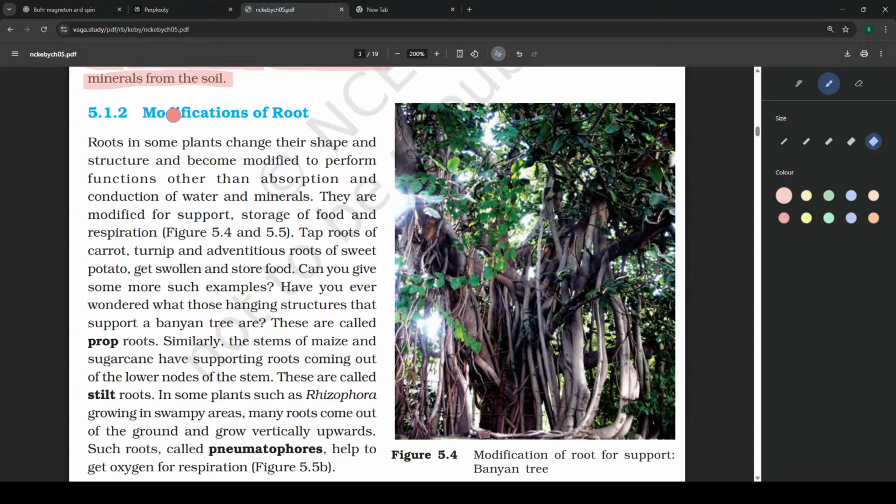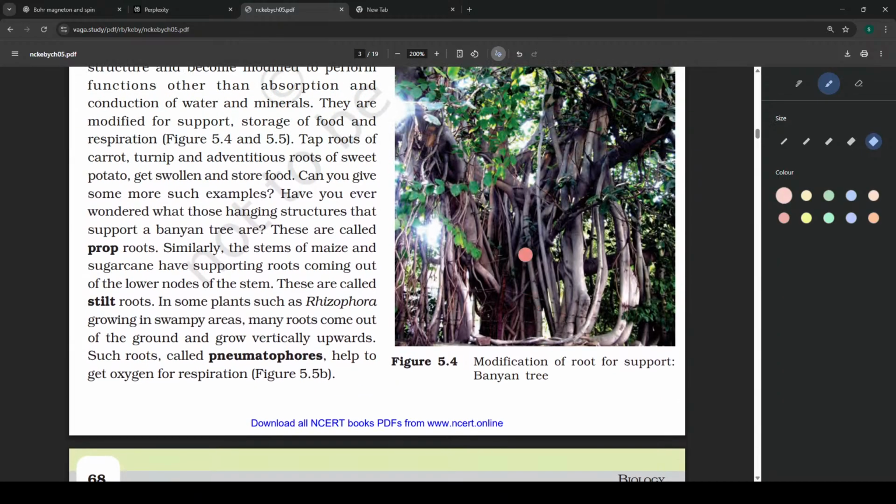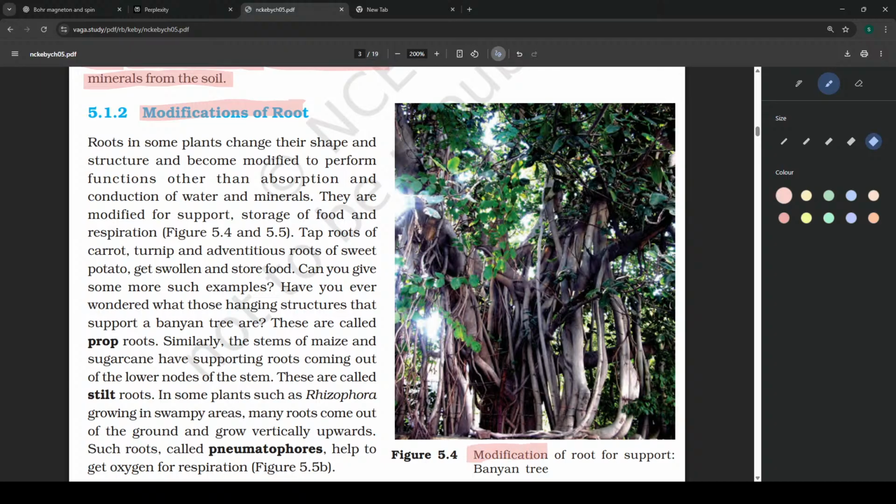Now let's see about the modifications of the root. This is the banyan tree, our famous banyan tree. Modification of root for mechanical support in the banyan tree. Roots in some plants change their shape and structure and become modified to perform functions other than absorption and conduction of water and minerals. We know the main function of root is absorption of nutrients and water, and conduction of it. But in some cases the root is modified to perform other functions. In the case of the banyan tree, it is for support.